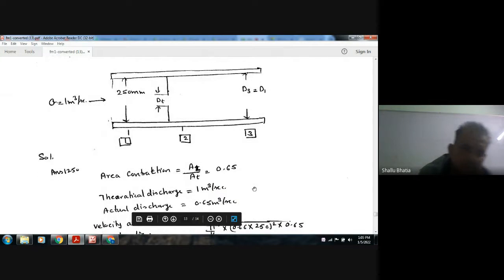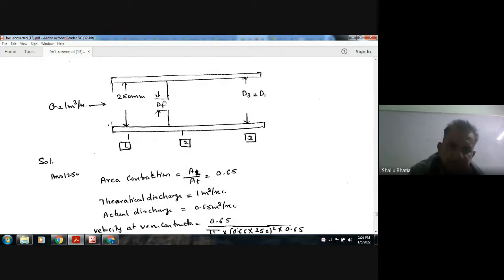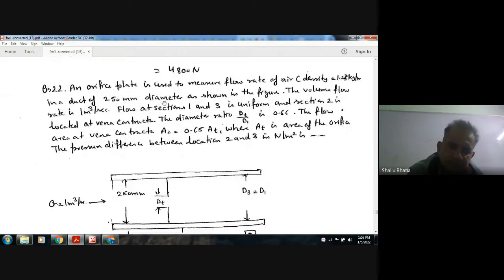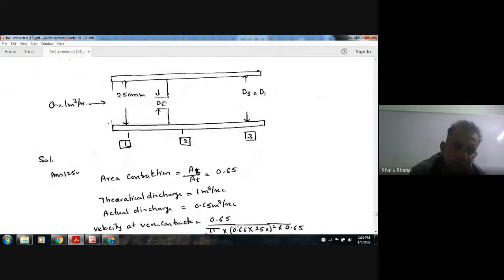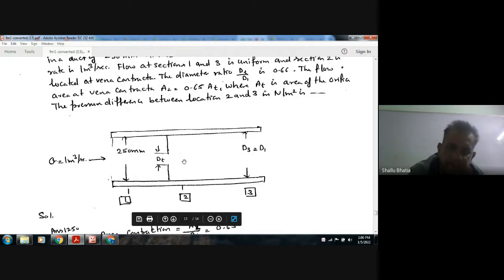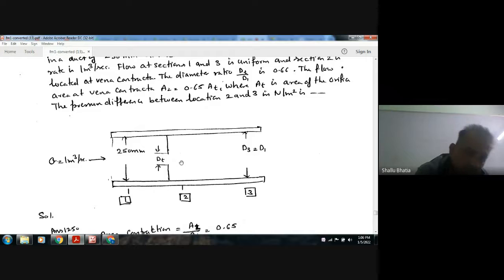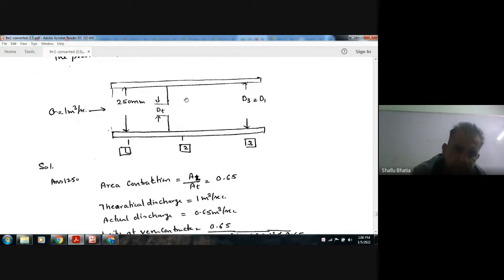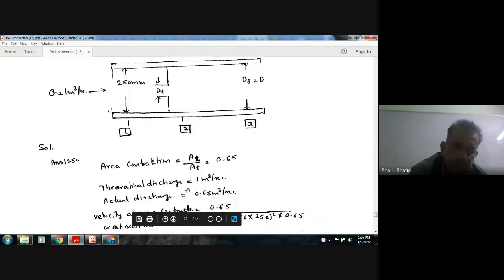So this is the diagram given. This is location 1, this is 2, this is 3. The diameter is equal to 50 mm, and the ratio is given. Now an area vena contracta is formed here. So A2 by AT, where A2 is the area of vena contracta, is 0.65. Okay. So A2 by AT is 0.65, and the theoretical discharge is that one.